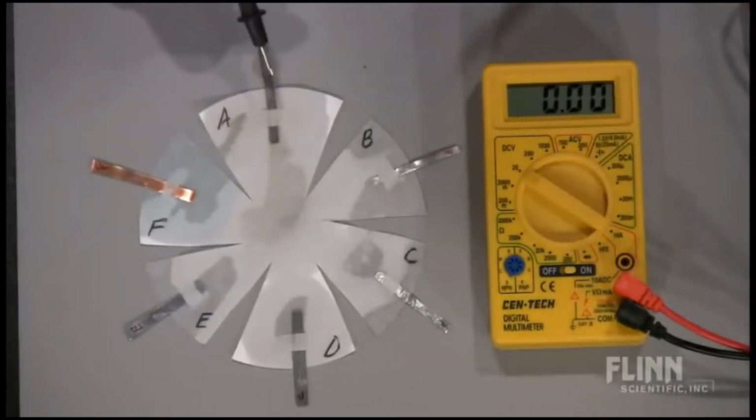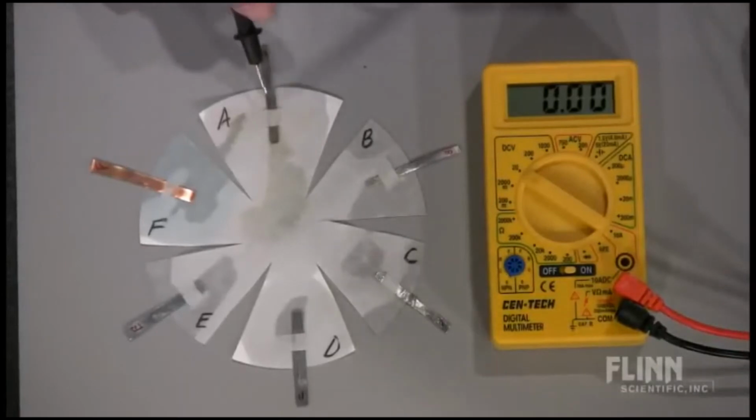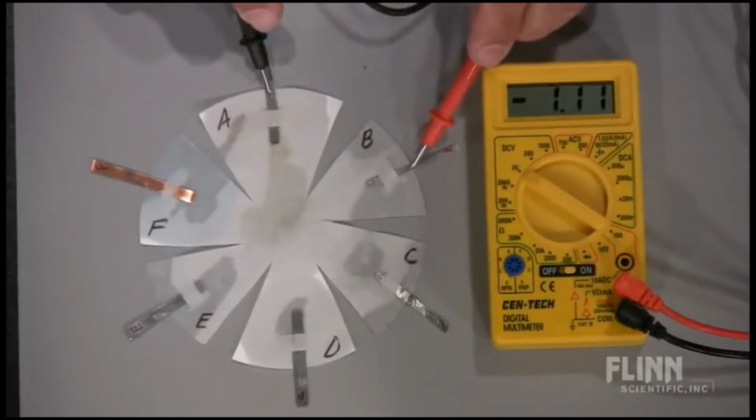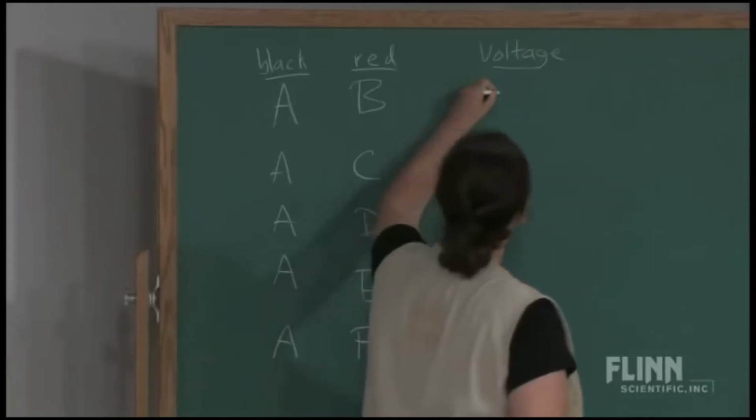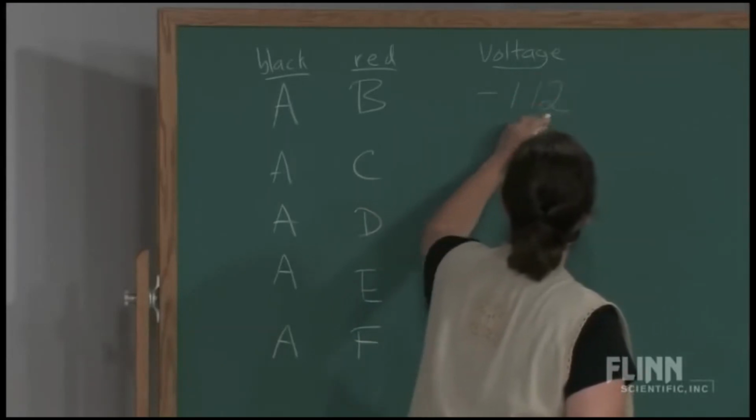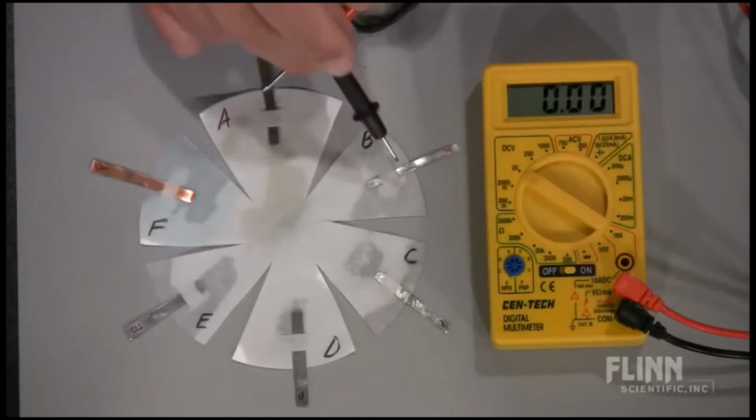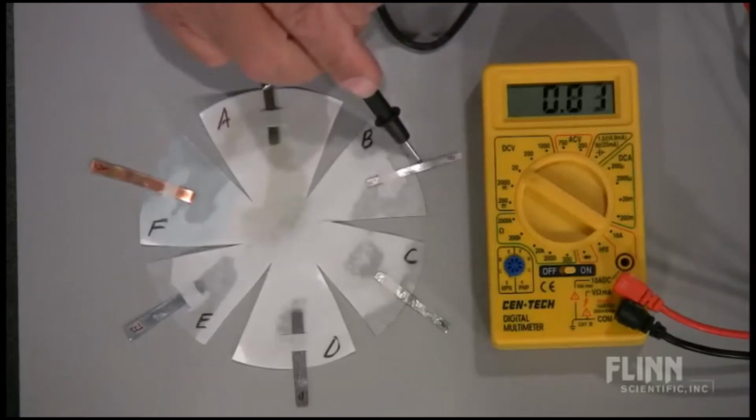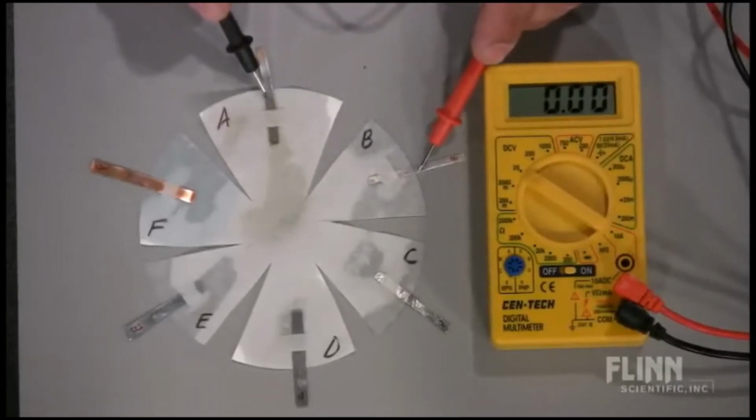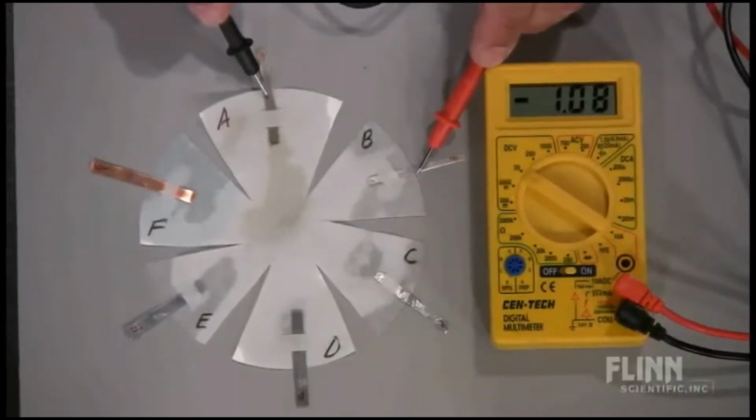So we're going to have black on, and we have a person recording this on the board there. So here's our first voltage, A compared to B, and we're getting a negative 1.12. Okay, if I switch those, what do you think is going to happen? I should get a positive, right? Same voltage? Well, close, 1.09. I moved it a bit, and if you're not making the same contact, 1.09, yeah, negative.